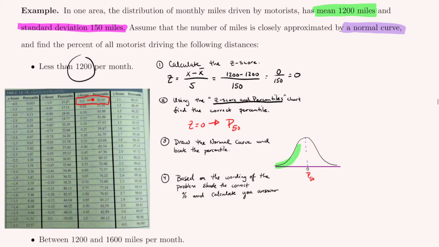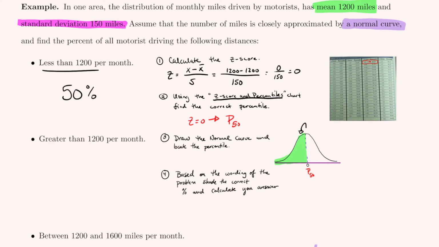So for values less than the data value of 1,200, 50% of them lie below this portion. Now, based on the wording of the problem, since we want less than 1,200 per month, we care about the values before the 50th percentile. So 50% of all data values are less than 1,200 miles per month.